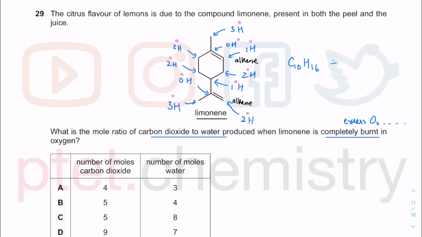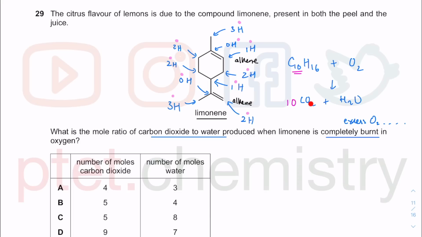So C10H16 plus O2, giving me CO2 plus H2O. Reading your skeletal formula correctly, you get 10 carbon, so you get 10 CO2. Am I correct? Why am I getting this one wrong?